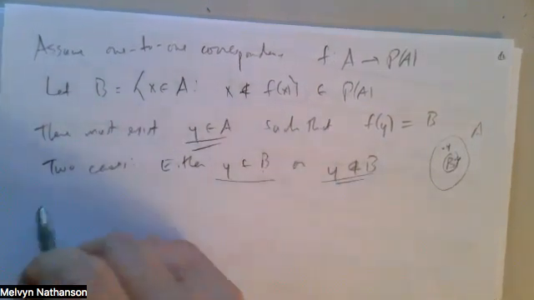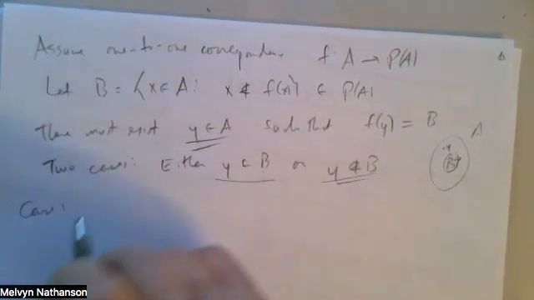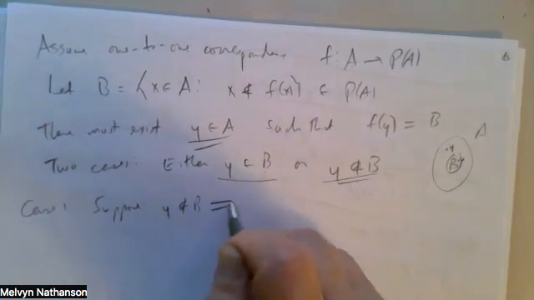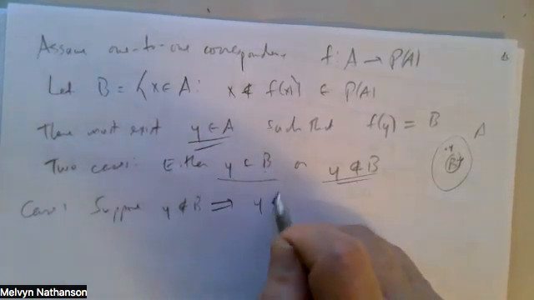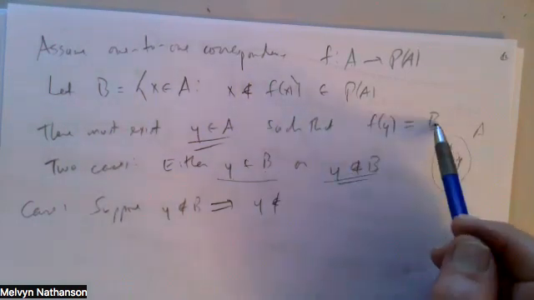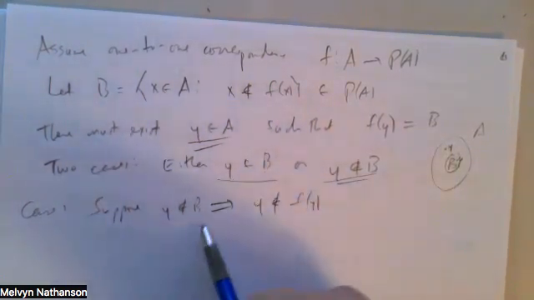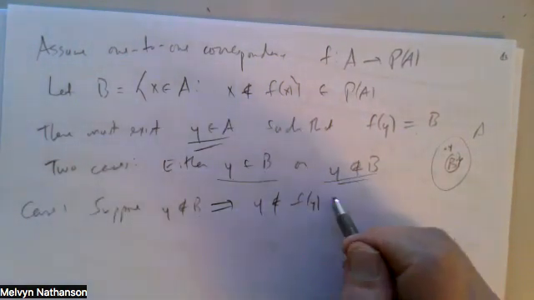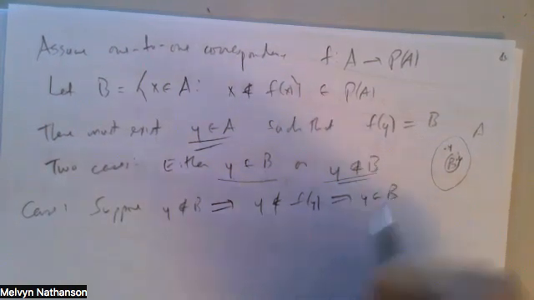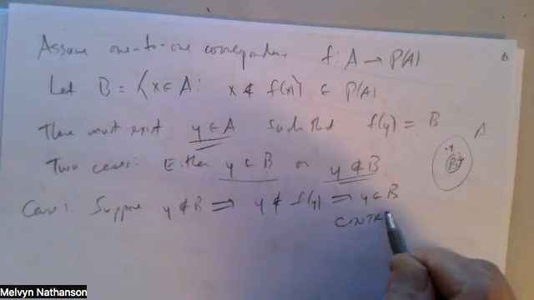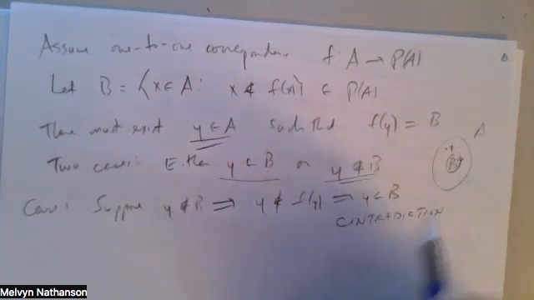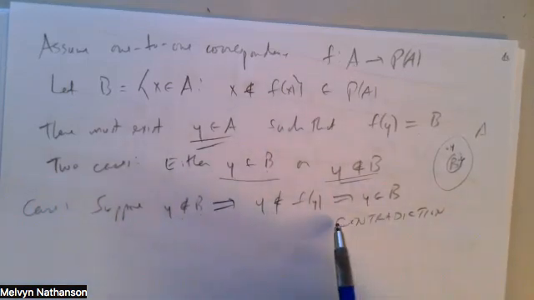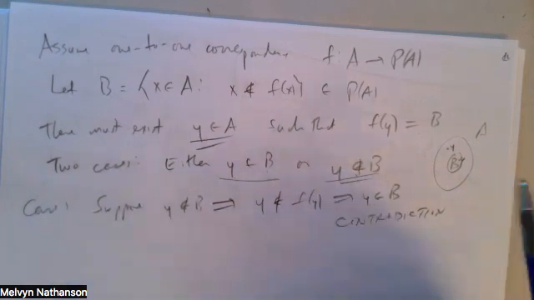Let's look at this case first. In case one, suppose y is not in B. That means y is not in f of y, if f of y is equal to B. But if y is not in f of y, then y is in B. And that's a contradiction. It says that if y is not in B, then y is in B. Well, that's absurd. So case one is impossible.